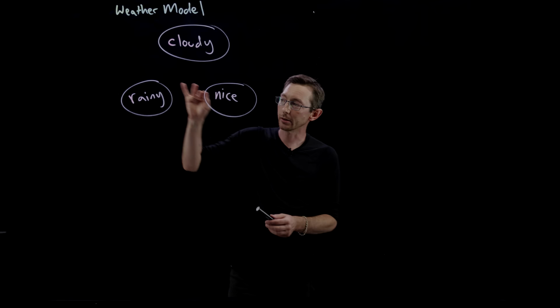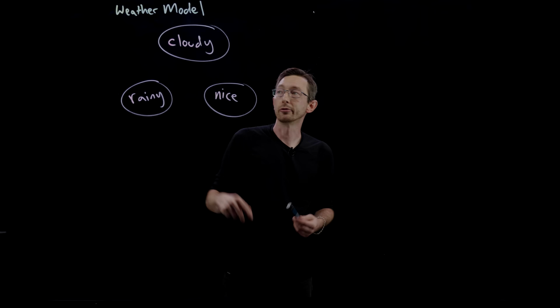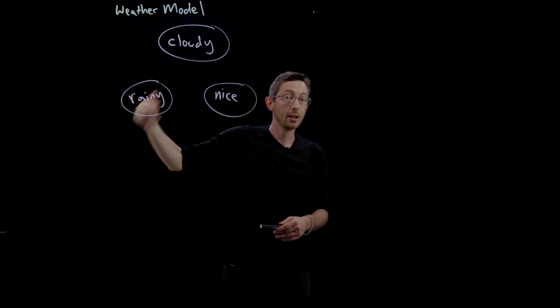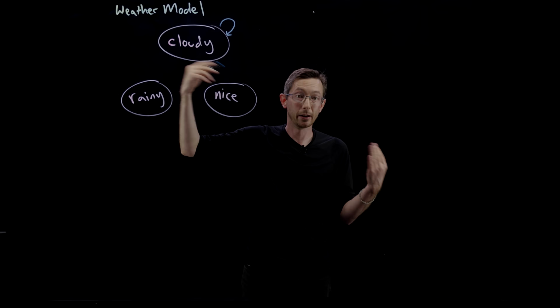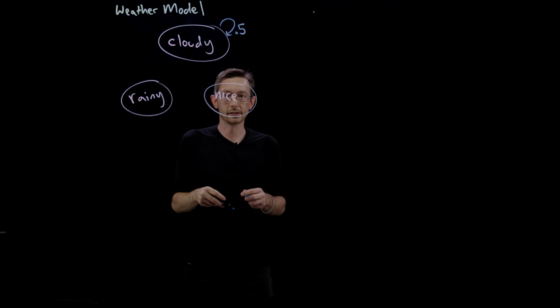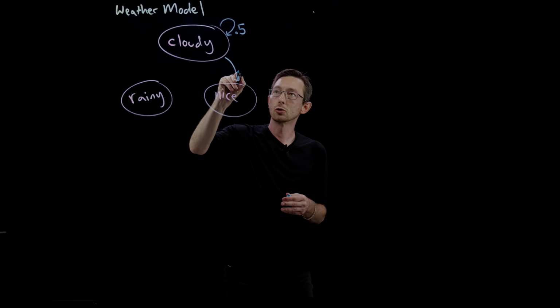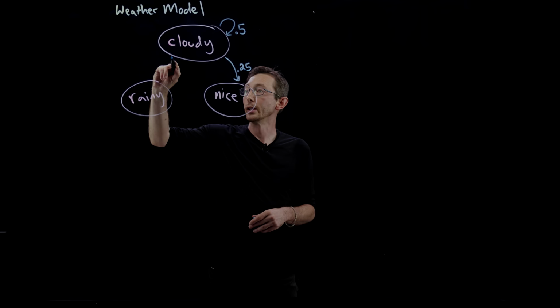So let's jump in. We're going to build a probability model for if it's cloudy today, what are the chances of it being cloudy tomorrow, or rainy tomorrow, or nice tomorrow, and then the same for all three states. I'm just going to make these up. This is not from the weather service or anything, but let's say if it's cloudy today, there's a 50% chance, 0.5, that it'll be cloudy tomorrow. There is a 0.25, or 25%, chance that it'll be nice tomorrow, and a 0.25, 25%, chance that it's rainy tomorrow.